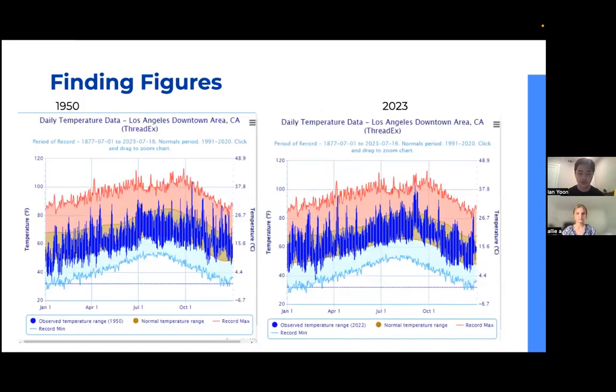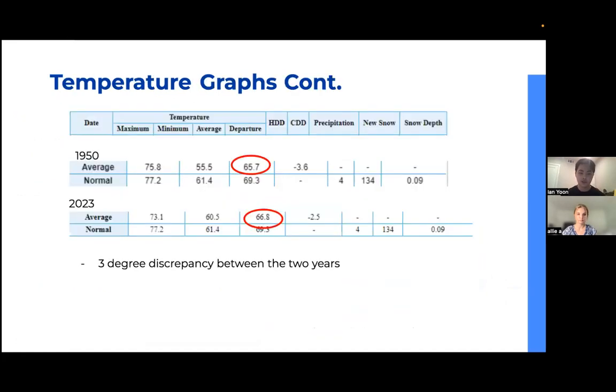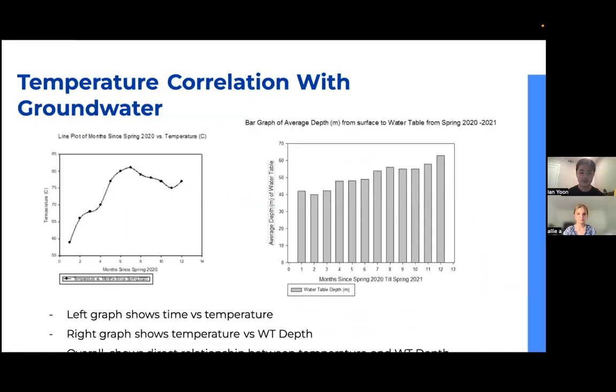So to go over our figures now, the first figure displayed here is temperature data over a 1-year period from 1950 and 2023. From the naked eye, this doesn't look like much of a discrepancy, but when we look at the attribute tables of these plots, we can see that there's an almost 3 degrees Celsius discrepancy between 2023 and 1950, which is a considerable amount. And then I created these plots in SigmaPlot, which show that as time goes on, temperature also goes up.